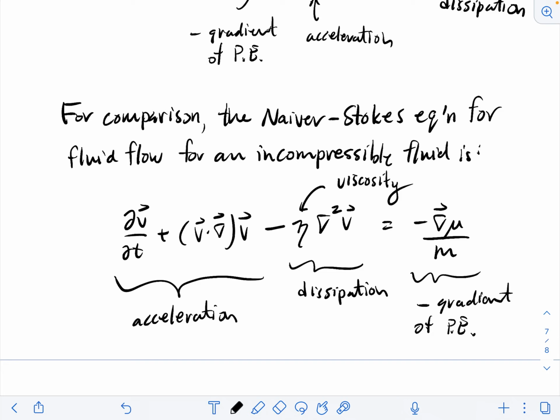And next time, what I think we're going to try to do is to see if we can apply some of these results to look at a particular phenomenon that exists for superfluids. Okay, thank you very much, and we'll see you next time.